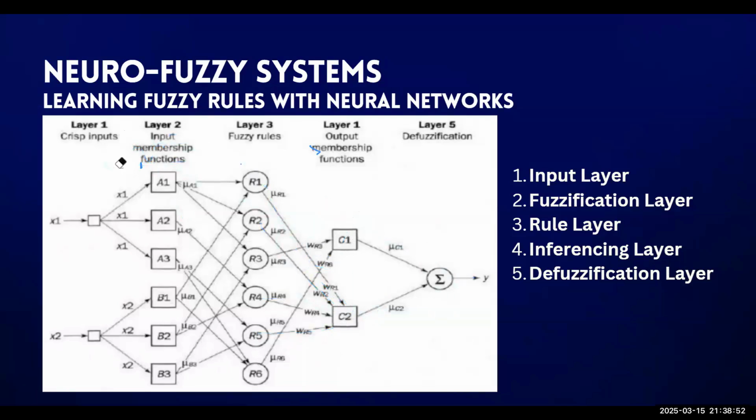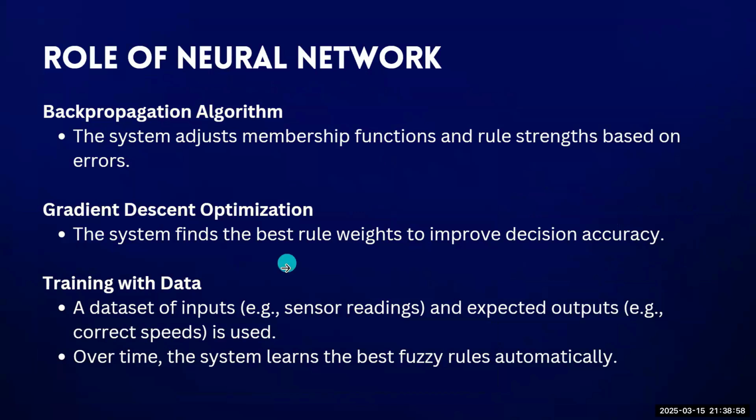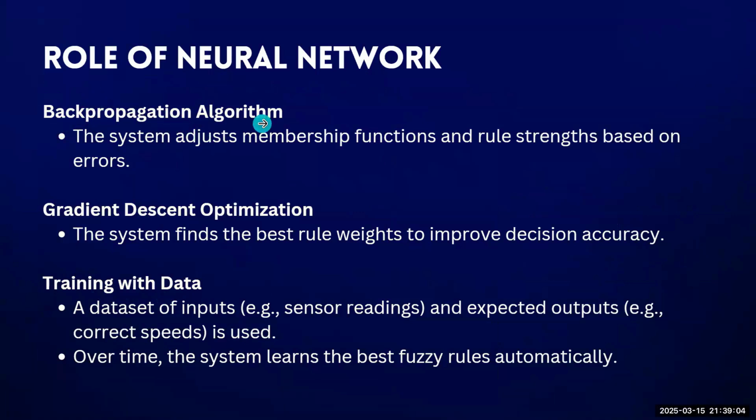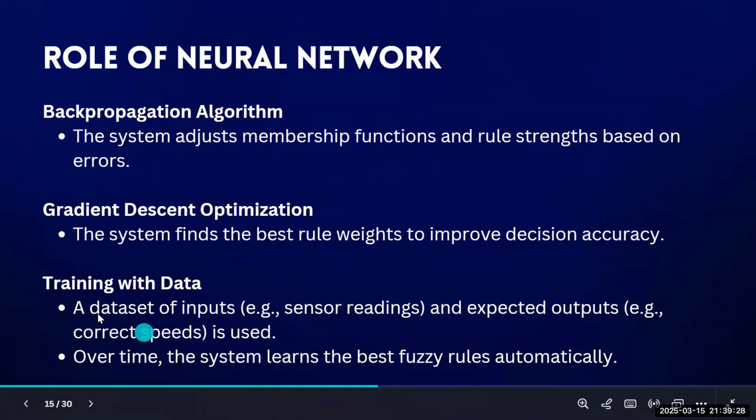Now, to do these things in neural networks, we can use different techniques like backpropagation, gradient descent, and training data. Using backpropagation, we can adjust the membership functions that we are using and the strength that we are giving to rules. Using gradient descent, we can decide the best rule weights that we can give to improve our decision accuracy. And by training data also we can improve the accuracy of our system.